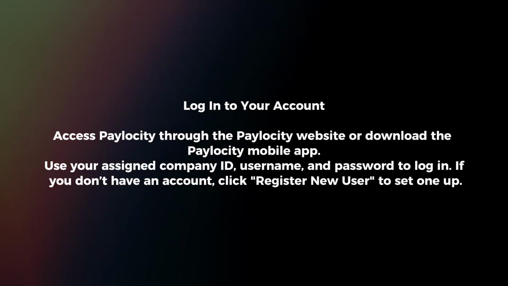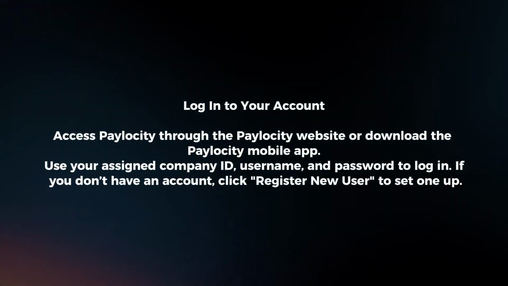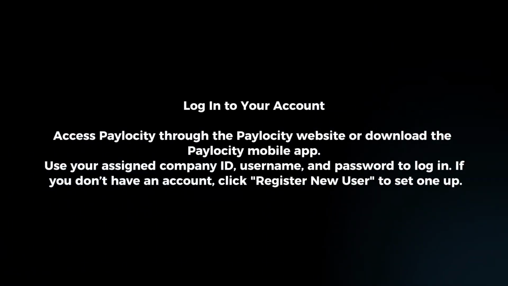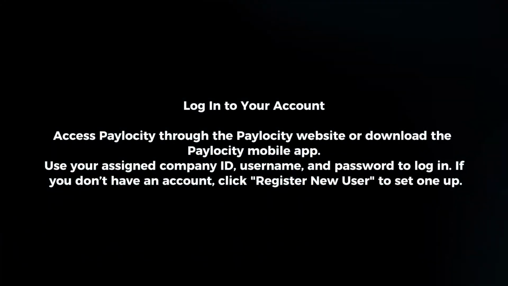Log into your account. Access Paylocity through the Paylocity website or download the Paylocity mobile app. Use your assigned company ID, username, and password to log in. If you don't have an account, click Register New User to set one up.